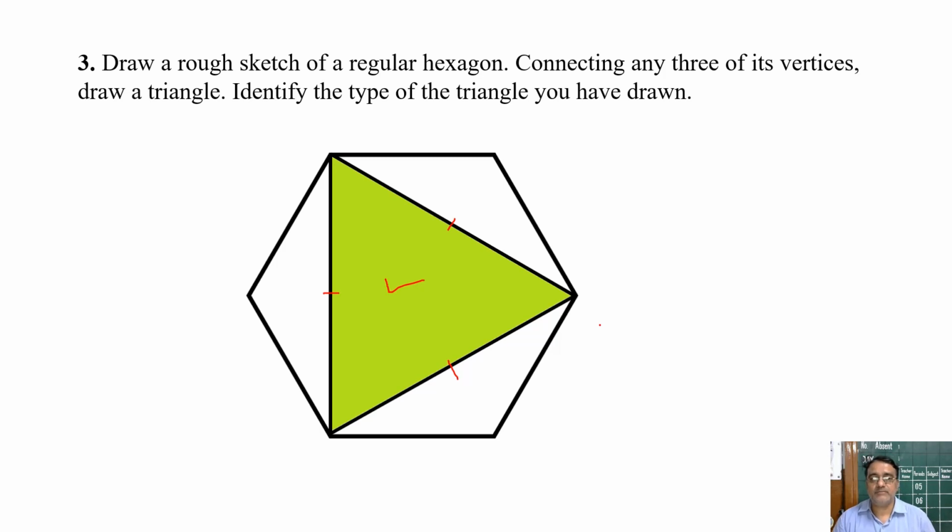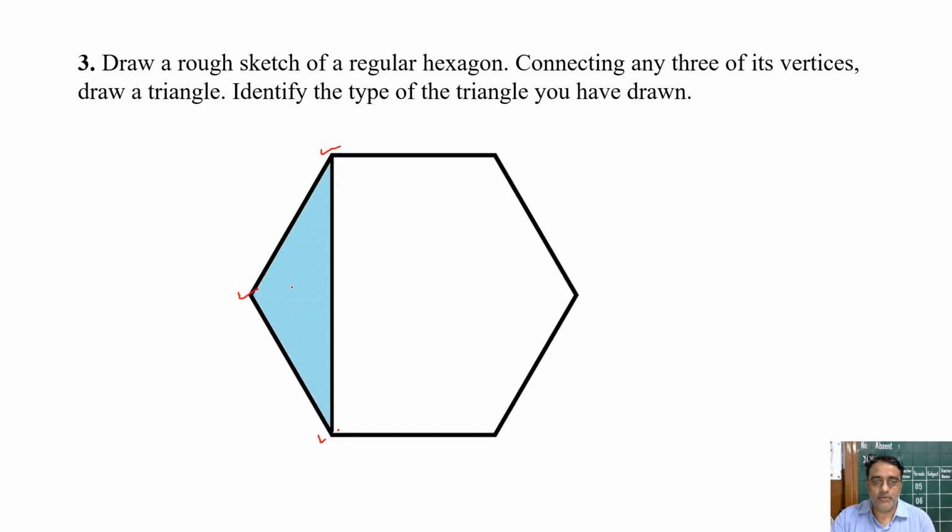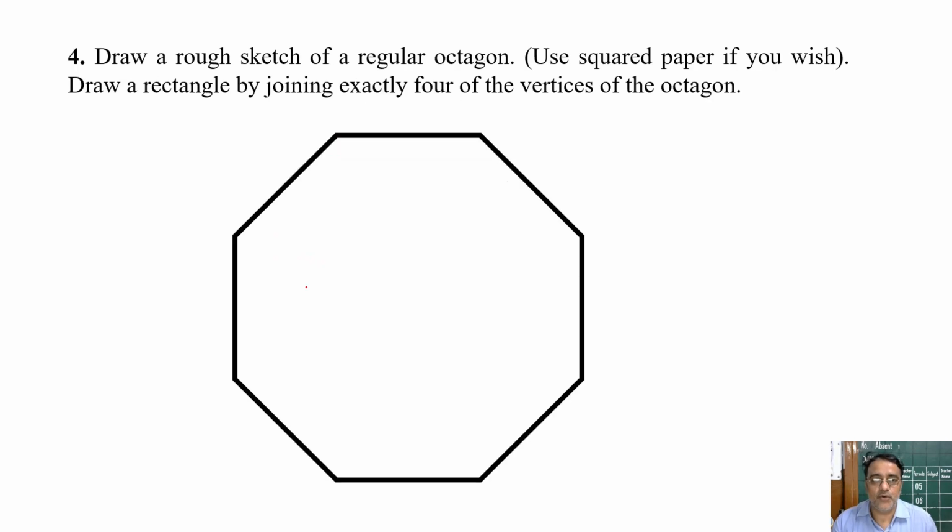Okay. अब इसको एक दूसरे तरीके से join करके देखते हैं हम लोग. Only I am joining this one. So यहाँ पे देखो 1, 2, 3 vertex हैं यहाँ पर. So in this triangle only 2 sides are equal. So this is an isosceles triangle. Okay, so we have connected in 3 ways. Now we are moving toward question number 4.